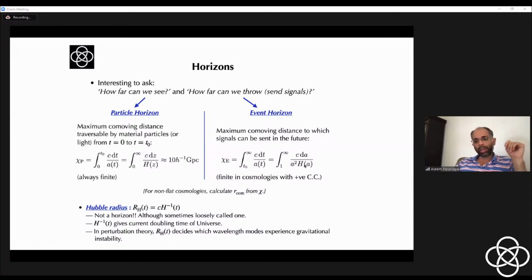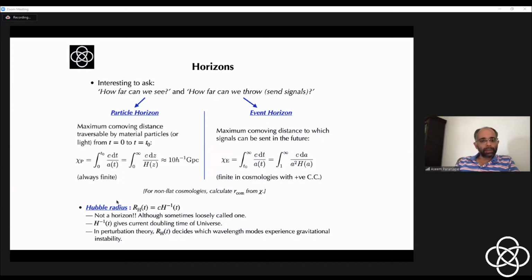And for H of a, you will have to plug in a particular choice of cosmological parameters: omega_m, omega_radiation, omega_lambda, etc. So see what comes out with this. Okay. All right. So this is what the particle and event horizons are.